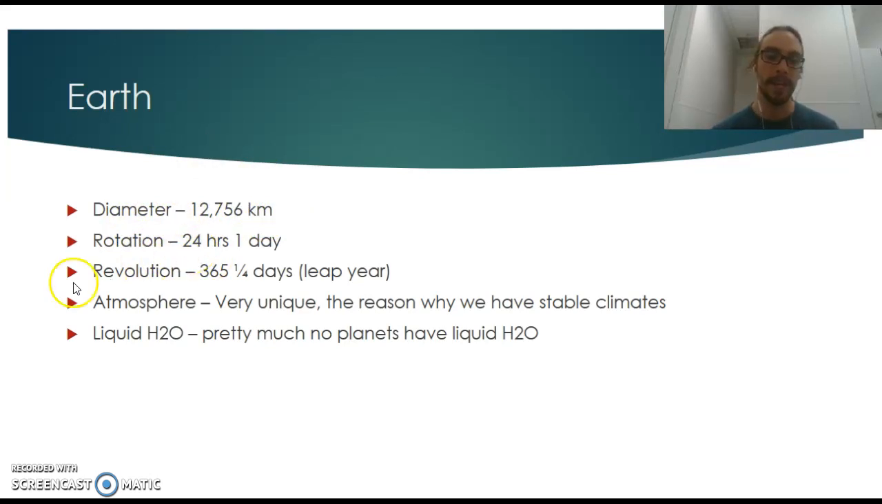We know that. Its revolution is 365.25 days. So 0.25 is 1/4. So that's where we get our leap year. Every 4 years, we add another extra day.